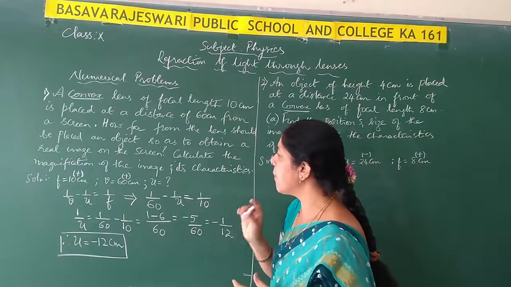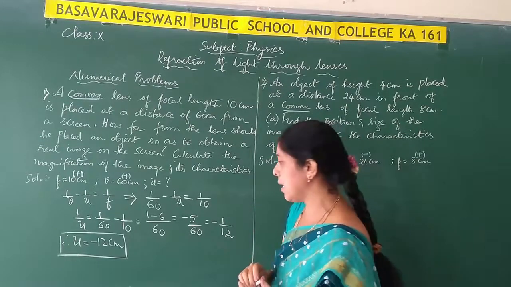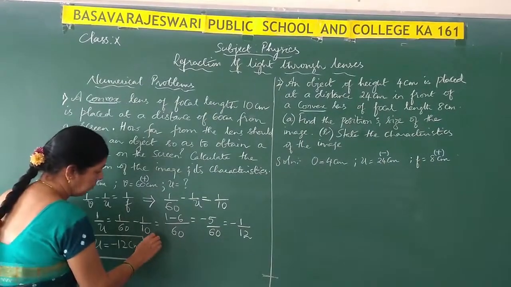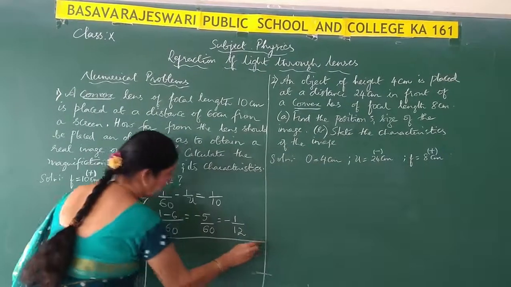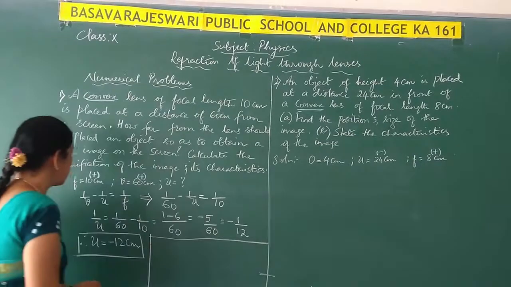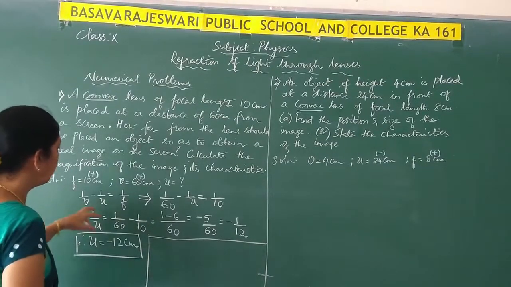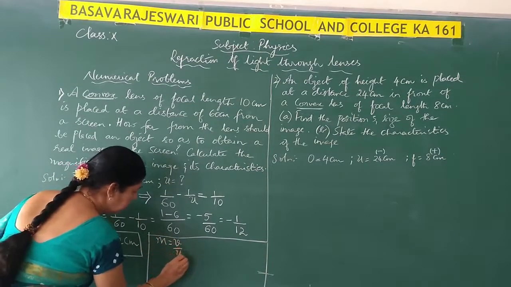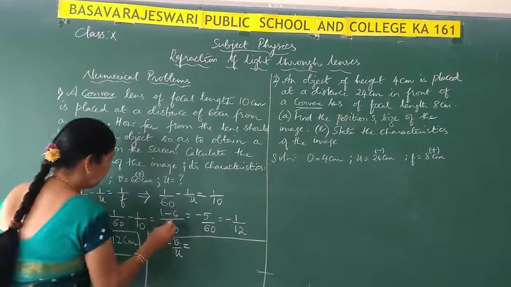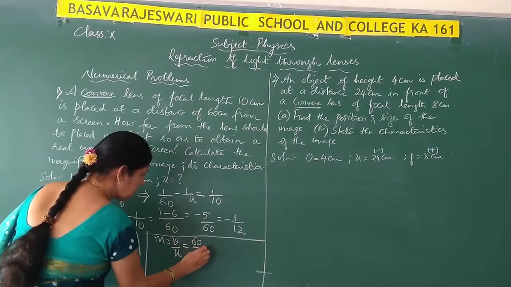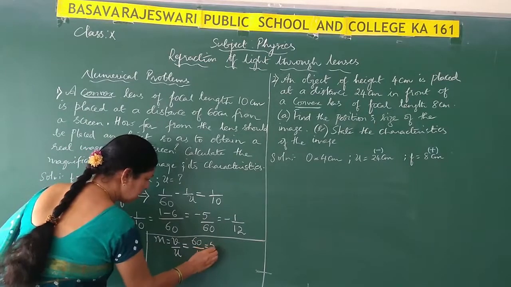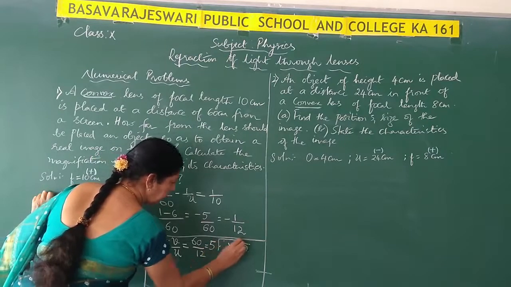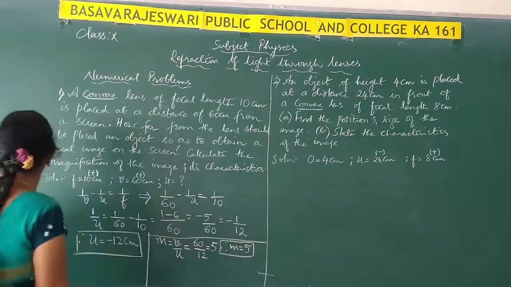Next, calculate the magnification of the image and also its characteristics. To calculate the magnification, for magnification we must take m is equal to v by u. That is equal to, what is v, children? v is 60. What is u? u is 12. So that is equal to 5. Therefore, magnification will be equal to 5.